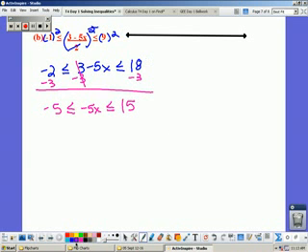Okay? And your last step to solve for x is to divide everything by negative 5. Now you're dividing by a negative, so make sure that you change all of your signs. This is going to be 1, and that's going to change from a less than sign to greater than or equal to. These cancel, so you have x. This is going to change from less than to greater than or equal to. And 15 divided by negative 5 is negative 3.